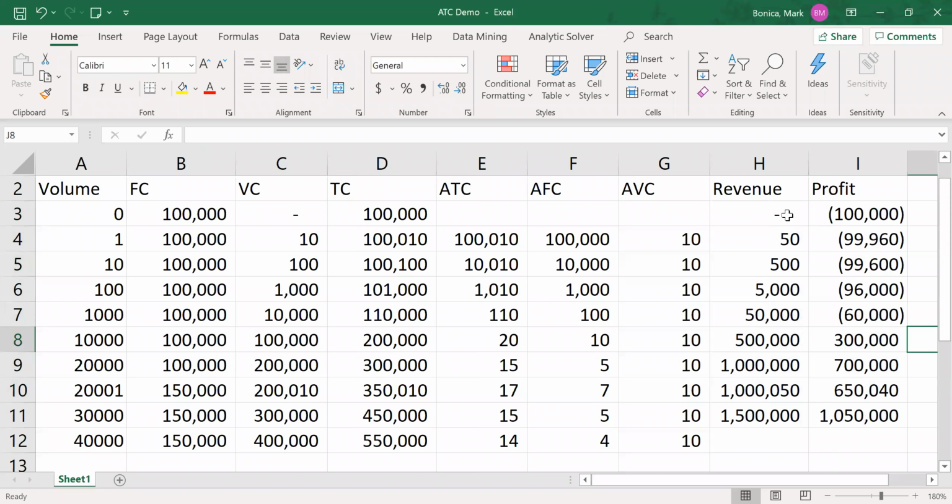Okay. So at a volume of 0, we're losing $100,000. Why? Because we have 0 revenue and $100,000 in costs. At 1 visit, we have $50 in revenue and $110 in costs. So as we go along, we're making more revenue. We also have an increasing amount of costs, right? Costs are going up at the same time that revenue is going up. Why is that? What's the connection?